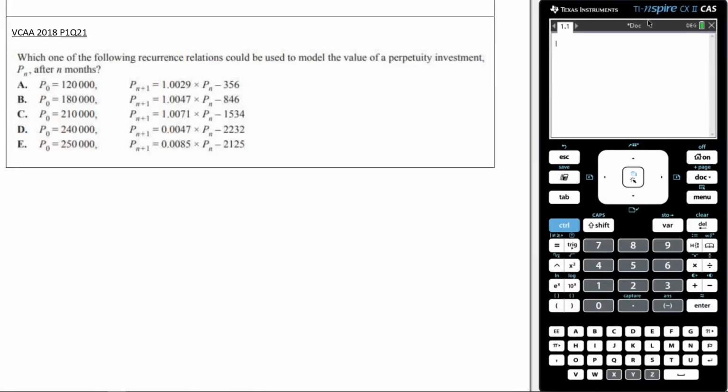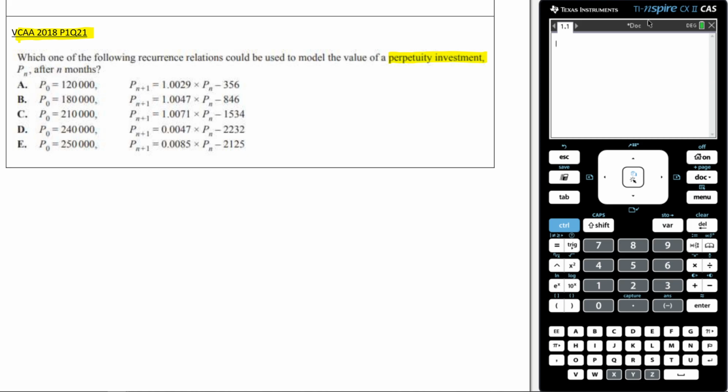All right, we're now going to answer this past exam question. It's taken from VCAA 2018, paper 1, question 21. It says, which one of the following recursion relations could be used to model the value of a perpetuity investment, P of n, after n months?